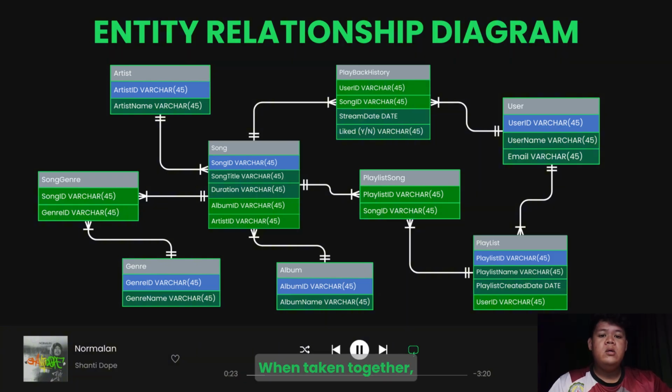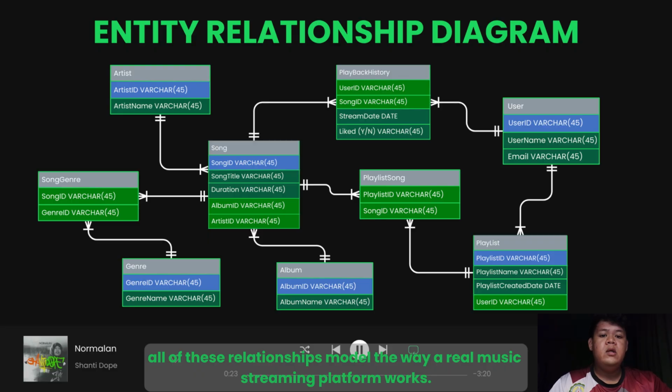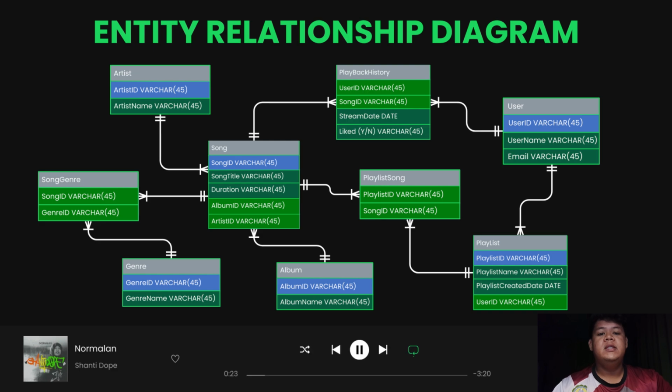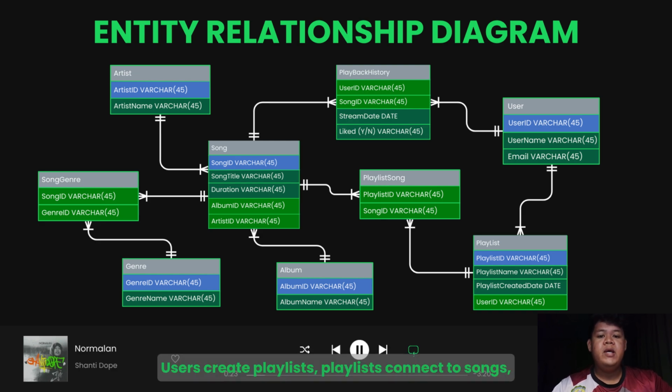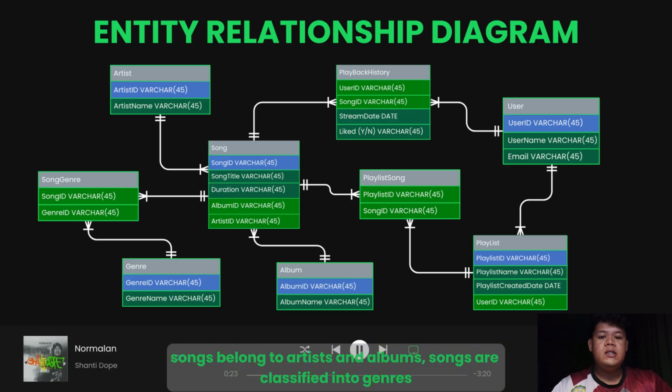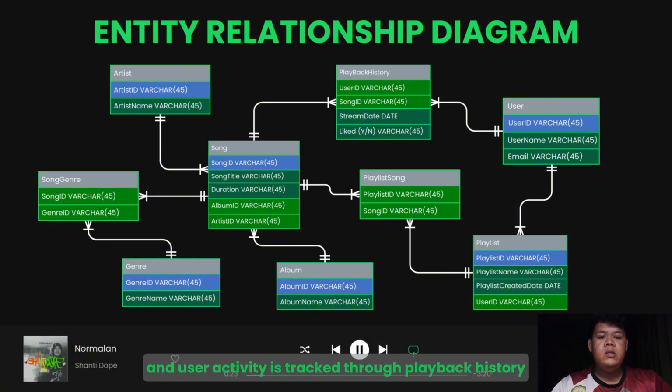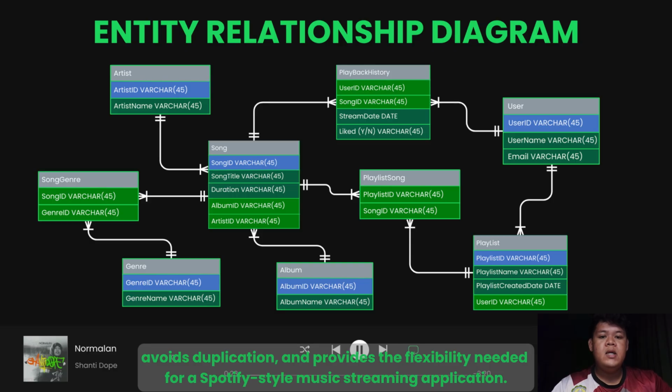When taken together, all of these relationships model the way a real music streaming platform works. Users create playlists. Playlists connect to songs. Songs belong to artists and albums. Songs are classified into genres and user activity is tracked through playback history. The design ensures data is connected correctly, avoids duplication, and provides the flexibility needed for a Spotify-style music streaming platform application.